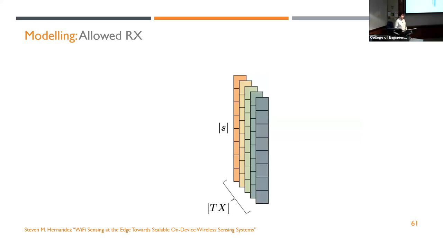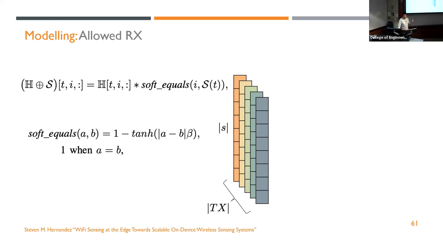Now, at each time instance, we have five different antennas. And what we do is we apply a soft equals function, where it equals one when A equals B, and zero when A does not equal B, given a sufficiently large value of beta. What that means is if our scheduler selects that i should be transmitting, then that one is going to be multiplied by one. And if it's not selected, it's going to be multiplied by zero. So we end up with something like this.